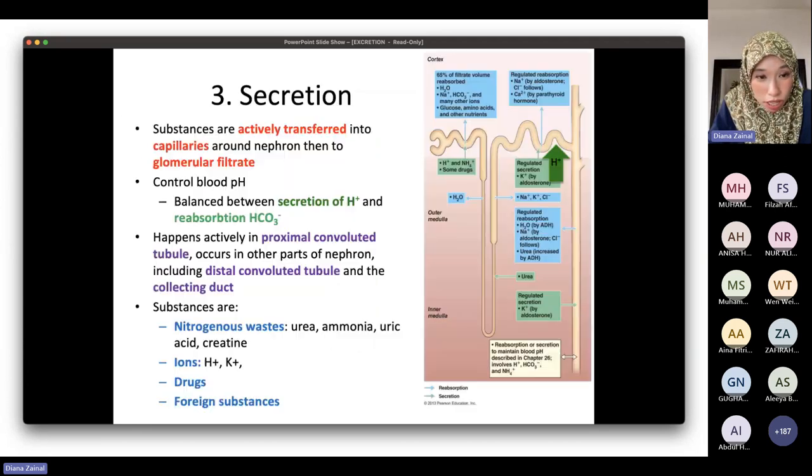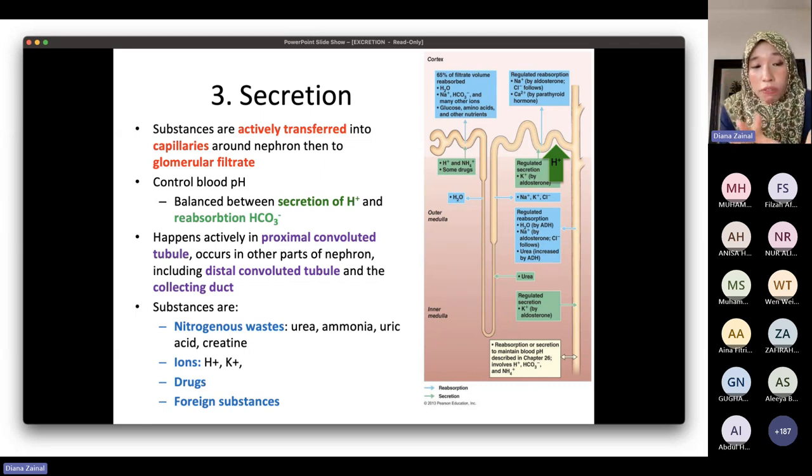Okay, we're done with the reabsorption. Now we look at the secretion. Nama pun secrete, meaning everything in the blood needs to be secreted out into the filtrate, and then you want it to leave your body through your urine. Okay, so substances are actively transferred into the capillary around the nephron and then into the glomerular filtrate. So it's going to control the blood pH. It's going to balance the secretion of hydrogen ions and also the reabsorption of bicarbonate. So benda-benda ni semua memainkan peranan in balancing out your blood pH.